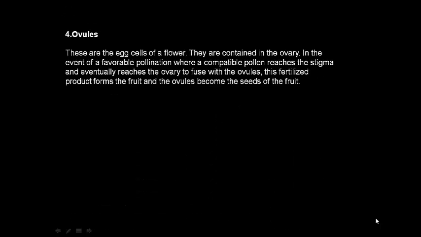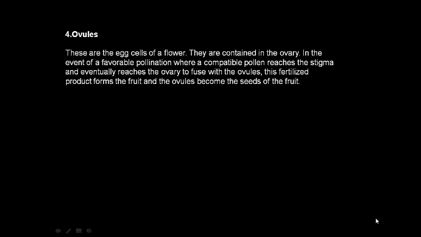Now ovules. These are the egg cells of a flower. They are contained in the ovary. In the event of favorable pollination, where a compatible pollen reaches the stigma and eventually reaches the ovary to fuse with the ovules, this fertilized product forms the fruit and the ovule becomes the seed of the fruit.